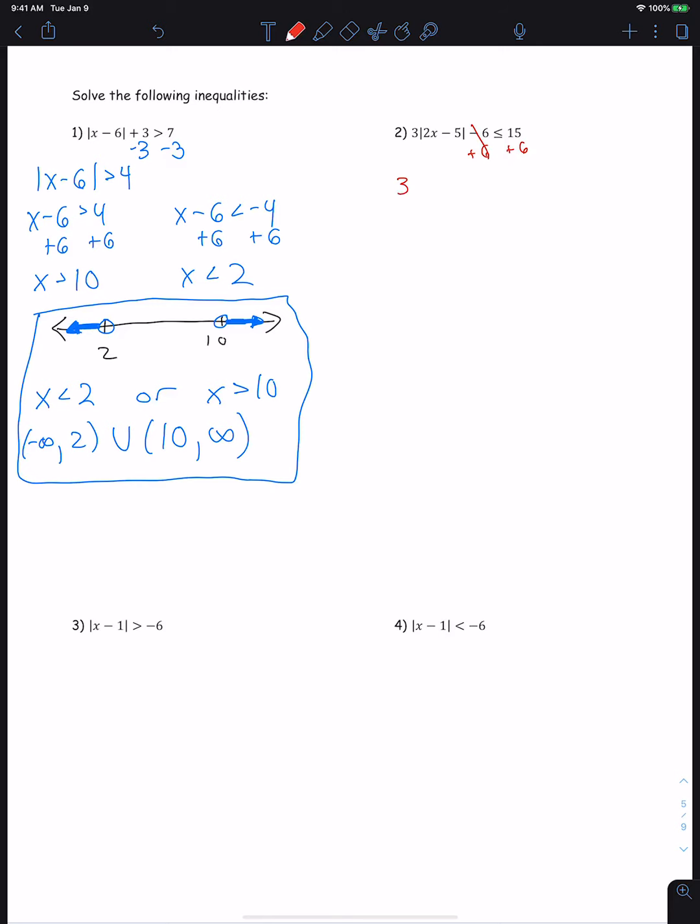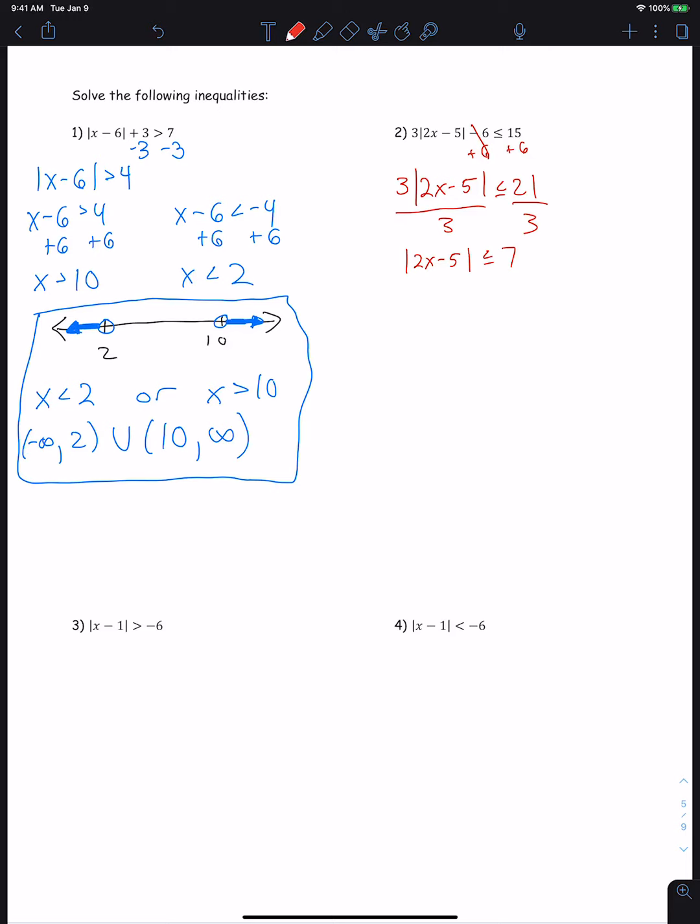That gives me 3 times the absolute value of 2x minus 5 is less than or equal to 21. Our absolute value is still not by itself. It's getting multiplied by 3, so we have to divide by 3. And now we get the absolute value of 2x minus 5 is less than or equal to 21 divided by 3, which is 7. Now we have our absolute value all by itself on the left side of this inequality.